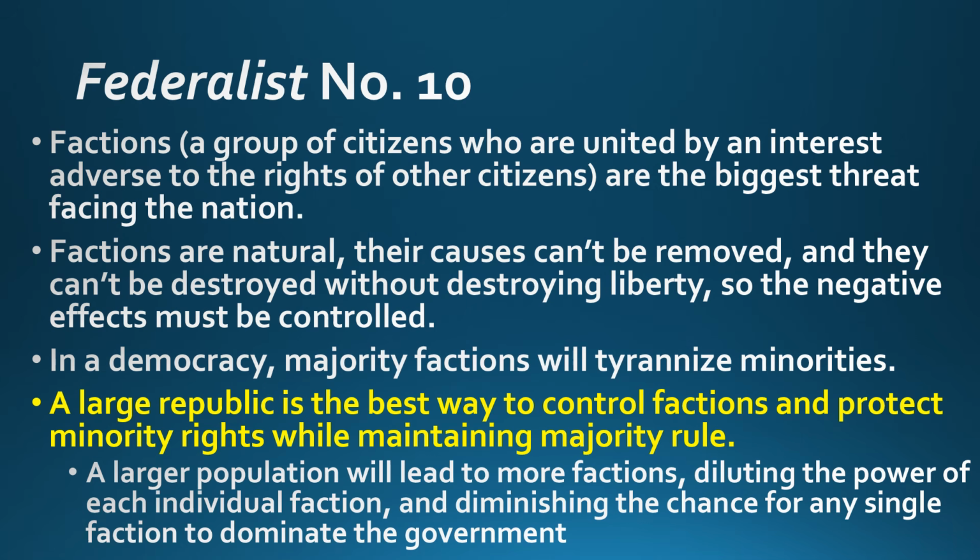So Madison's solution, and so it's here highlighted for you, a large republic is the best way to control factions and protect minority rights while maintaining majority rule. So we want a majority of people to be able to make policy and to influence policy. However, we don't want that majority to be able to trample minority rights.